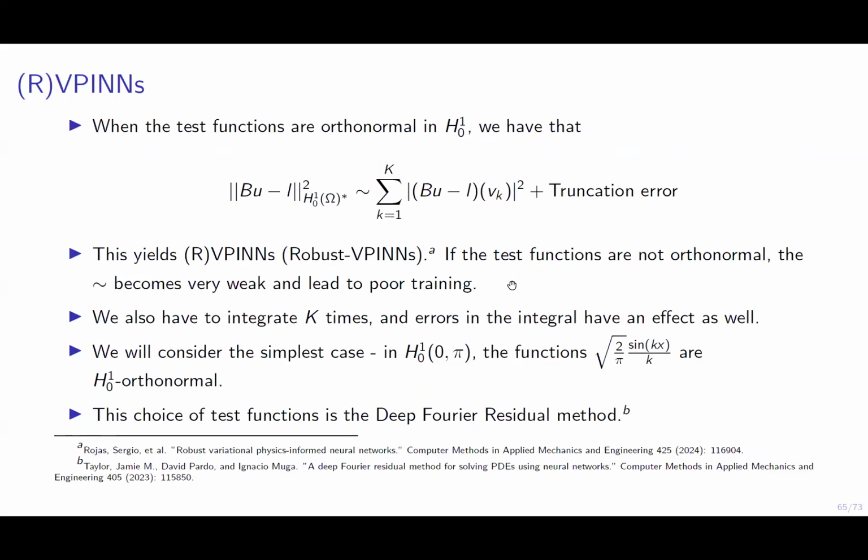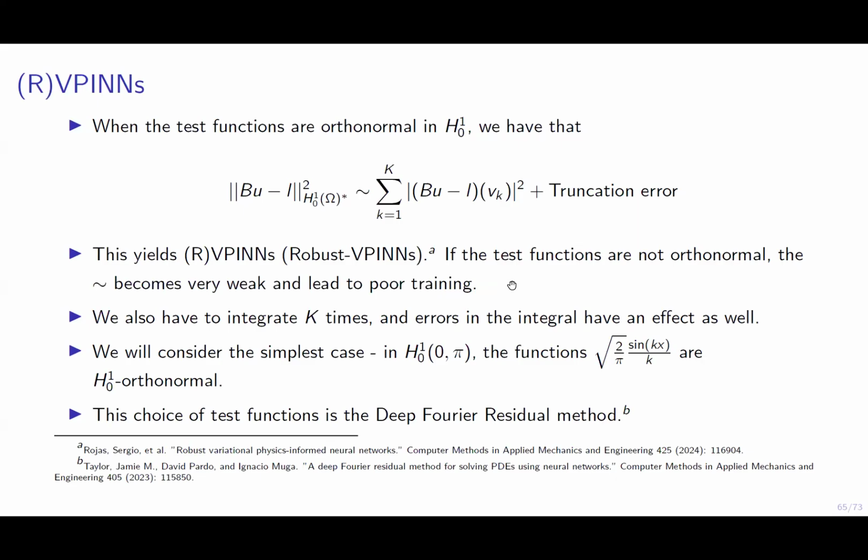So there's been a series of works on what were later called RVPINNs, robust variational physics-informed neural networks. And the idea is essentially, if we choose the test functions, these v_k that we have here, to be orthonormal in H^1_0, then this dual norm, which is the guy that we want to evaluate, is basically equal to this thing which we can calculate, plus some truncation error.